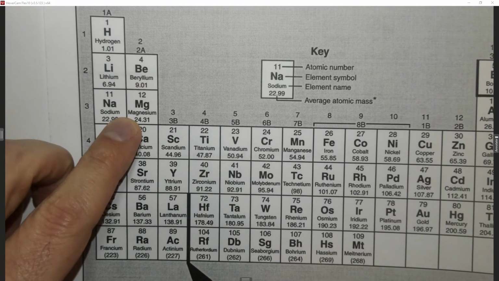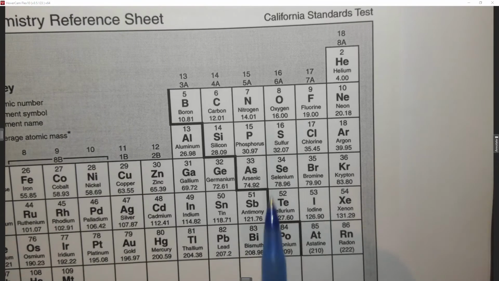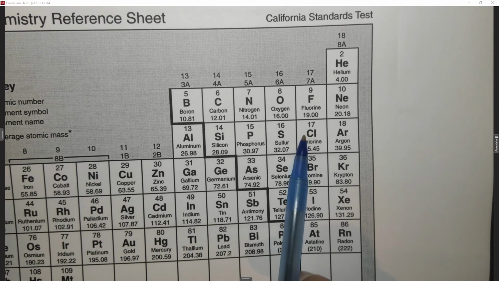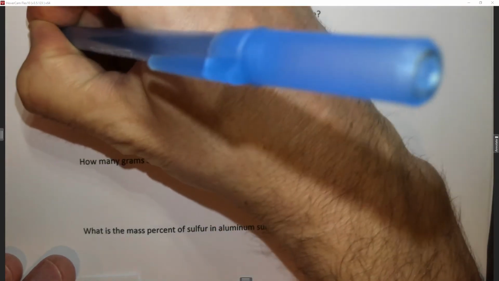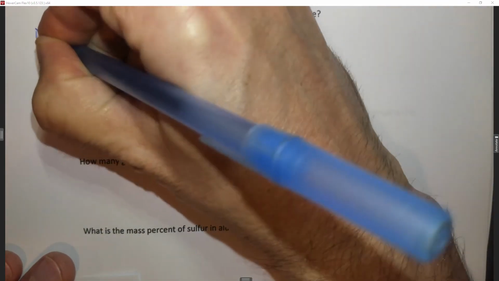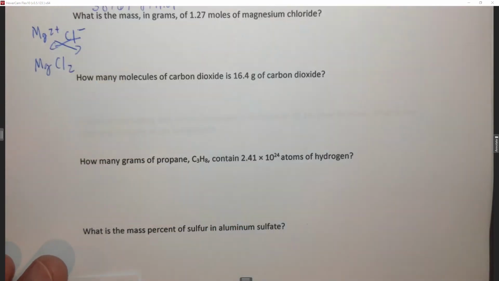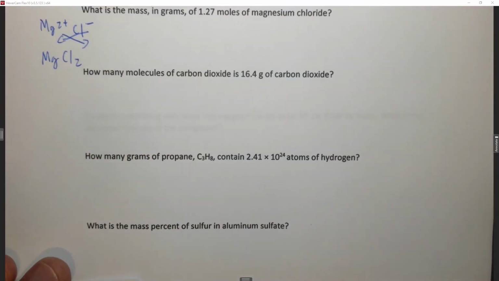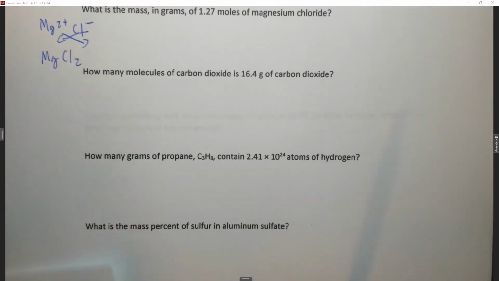So if we check our periodic table, magnesium is in group 2A, so it is 2 plus. Chloride is in group 7A, so it is 1 minus. So we have Mg2 plus and Cl minus. Just like we did before, we cross these like this, and what we find is that magnesium chloride is MgCl2. So now that we know the formula of magnesium chloride, we can find its molar mass.